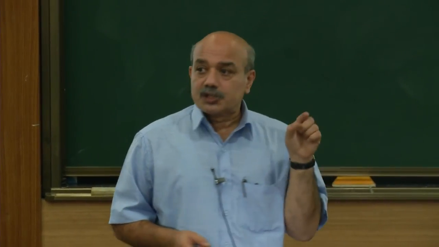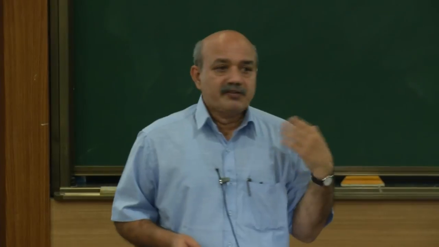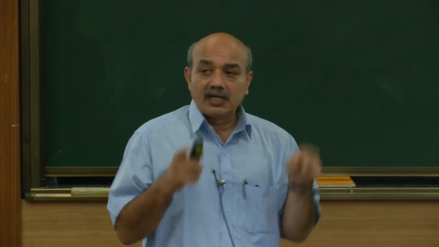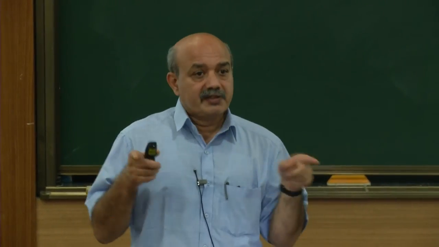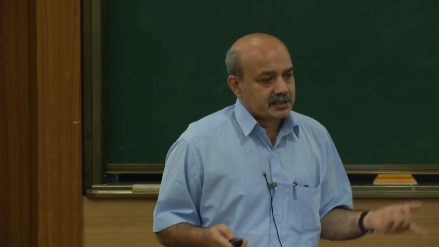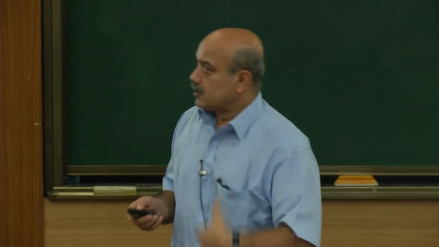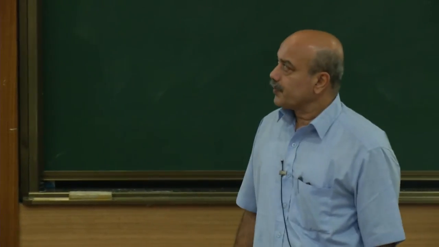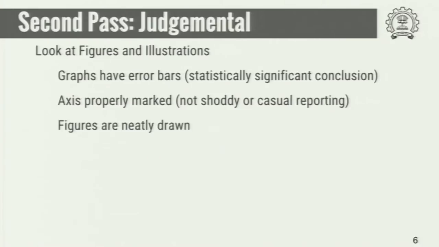If a researcher who is doing experimental work is giving a figure with error bars, that tells you that this researcher or this research group is very, very careful. They have repeated the experiments. They are not giving you one of the results. Okay? So it's important to see all these small things. Just look at whether the axis is properly marked, whether the figures are neatly drawn. So is the problem stated clearly?